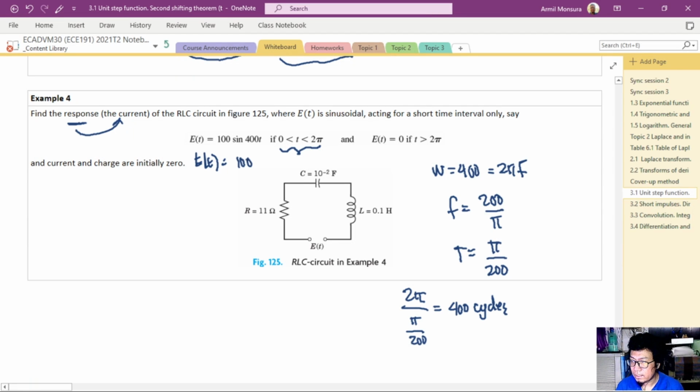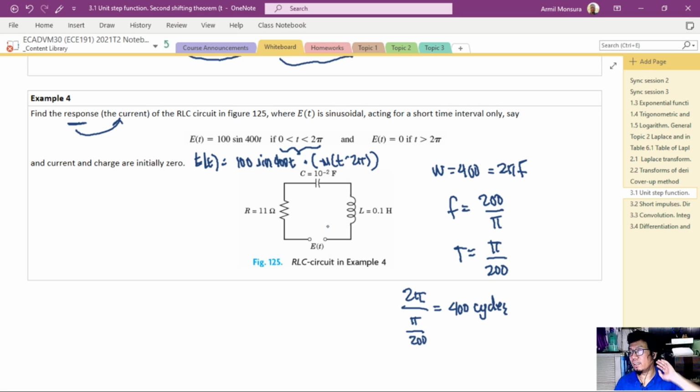And by the way, if you actually write the E of t here, this can be written as 100 times sine of 400t, multiplied to u of t minus 2 pi. That would be your E of t in terms of the step function.